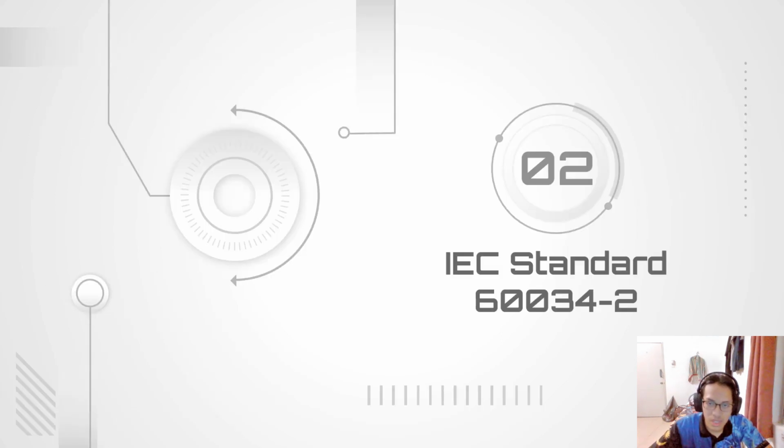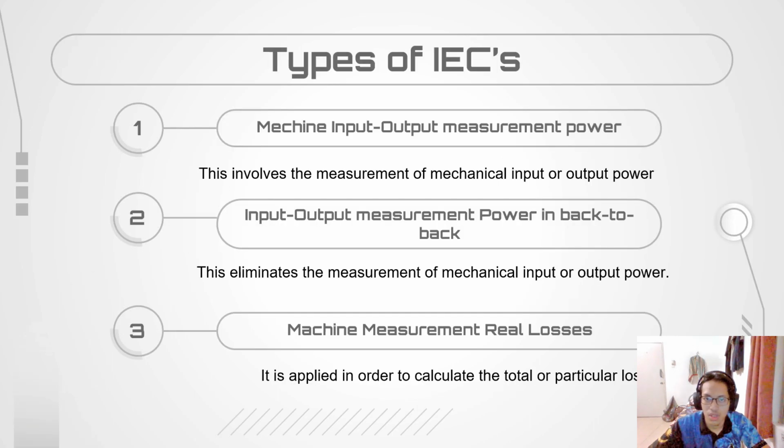The second one is IEC standard 60034-2. There are 3 types of IEC. The first type is machine input-output power measurement. The second type is input-output power measurement in back-to-back. And the last type is machine measurement of real losses.